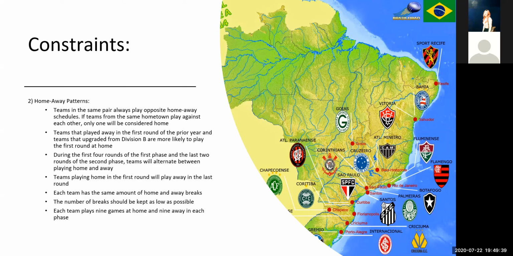Teams that played away in the first round of the prior year and teams that upgraded from Division B are more likely to play the first round at home. During the first 4 rounds of the first phase and the last 2 rounds of the second phase, teams will alternate between playing home and away. Teams playing home in the first round will play away in the last round. Each team has the same amount of home and away breaks, but the number of breaks should be kept as low as possible. And each team plays 9 games at home and 9 away games in each phase.